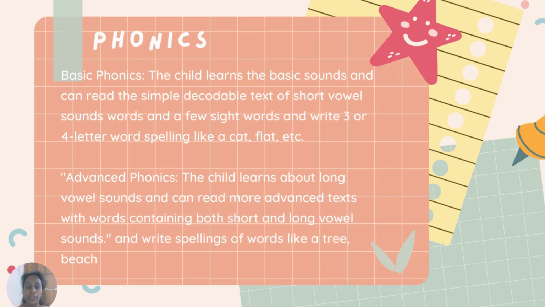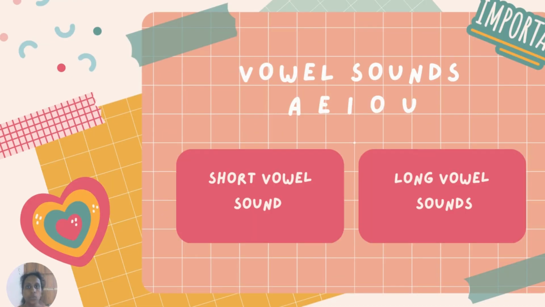When we go to advanced phonics, they should be aware that all the vowels have two sounds. One is the long vowel sound and the other is the short vowel sound. When they know that all the vowels have two sounds, then they can read so many words. So one is short and the other is long.